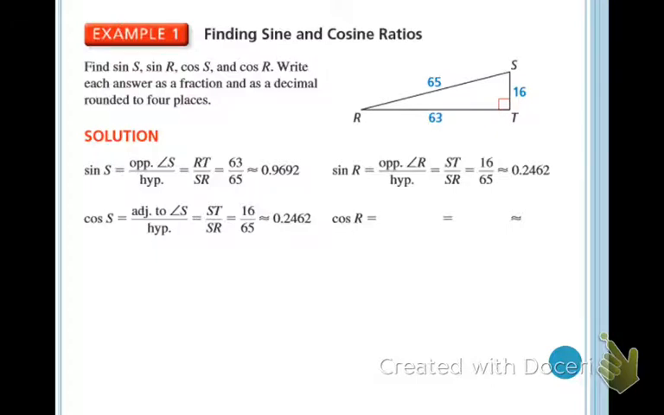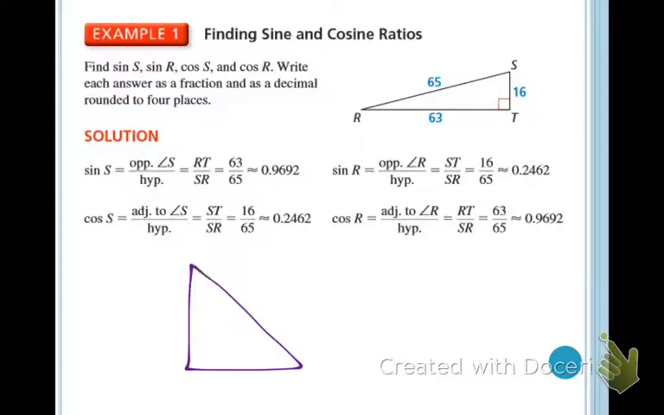Cosine of R is adjacent over hypotenuse. What is my adjacent? 63. And my hypotenuse is 65. We've already done that one as well. There is a reason for this. You're going to learn tomorrow that these cosines and sines of a right triangle have a very special relationship with each other. They're called complements. Not like a compliment that makes you feel good, but complements that work together. Remember how supplements add up to 180? Complements add up to 90.